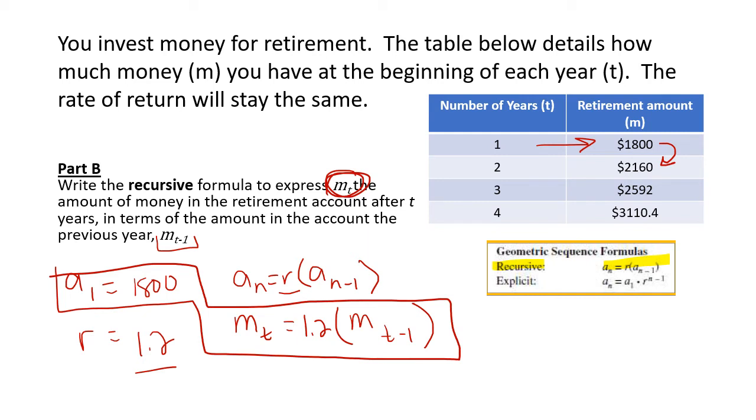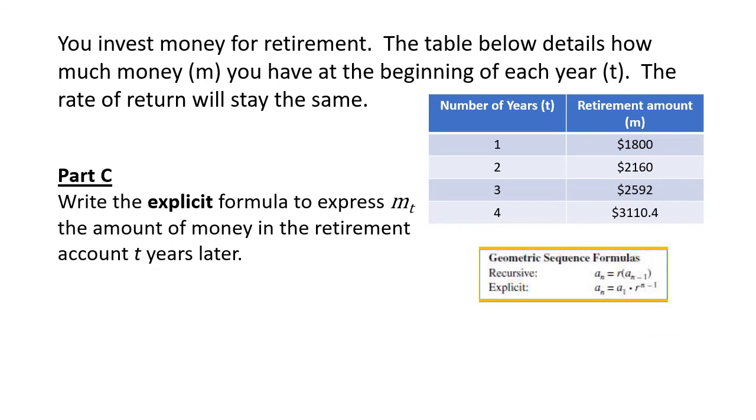And then if I were to take this term, 2160, and multiply it by the next term, or multiply it by 1.2, I'm going to get 2592. And again, if I take that amount and I multiply it by 1.2, that's going to give me the next answer, so on and so forth. That's the recursive rule. And in the next slide, we're going to write the explicit rule.